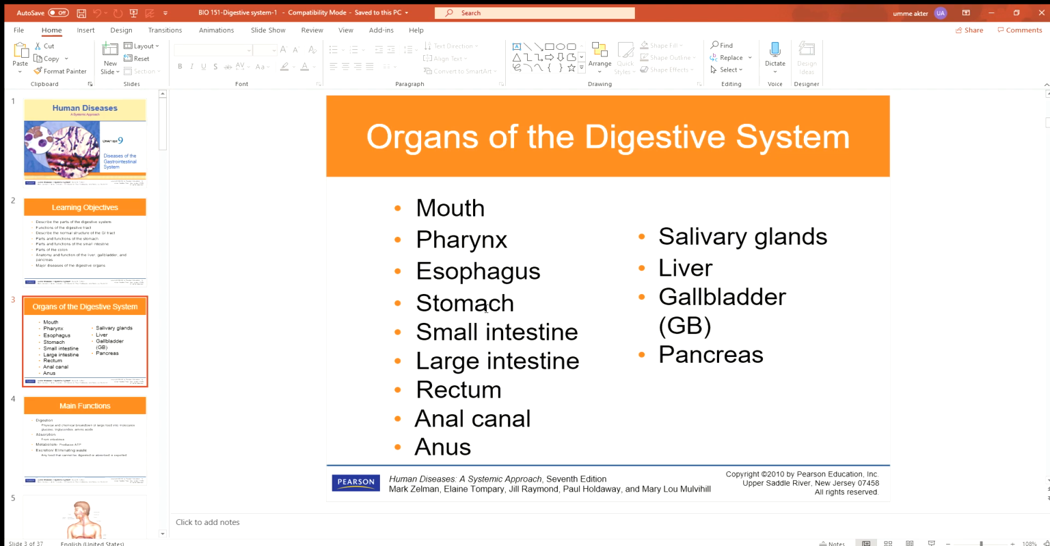Then after the small intestine, the tube again gets wider and forms the large intestine, and then the rectum, anal canal, and anus. So those are the parts of that long tube from the mouth to the anus, and the foodstuff moves downwards, and different organs have different functions. Now, outside of that tube or GI tract, you have accessory organs. Those are not the parts of that long tube. Those are located outside.